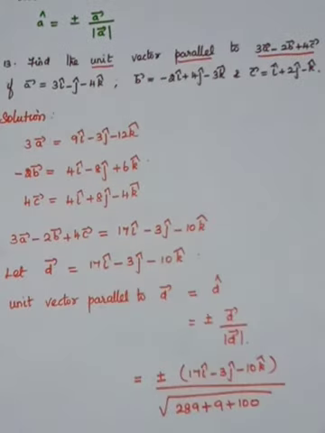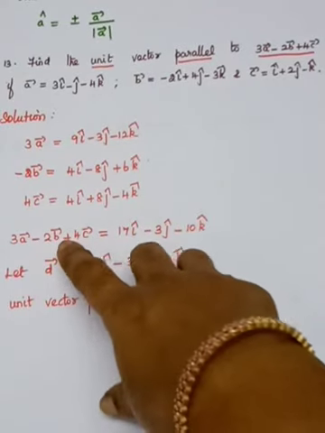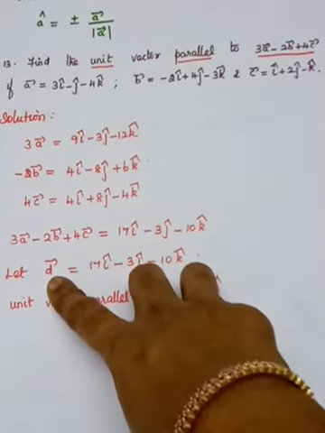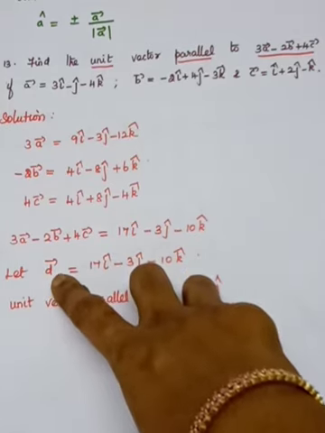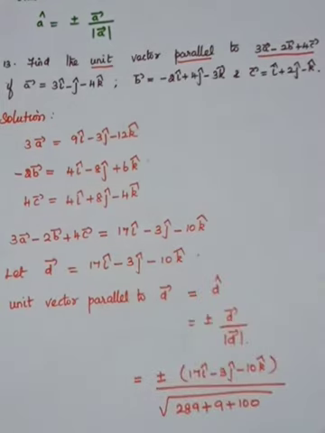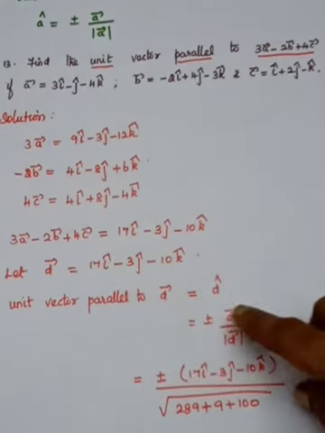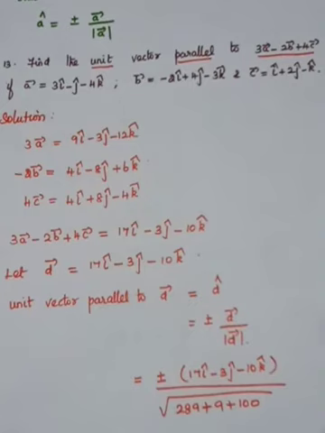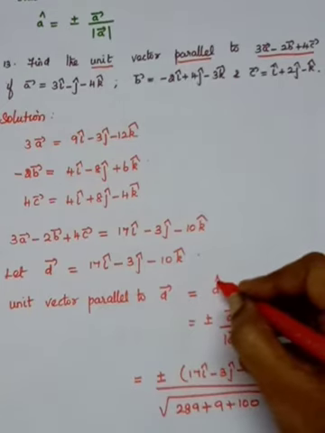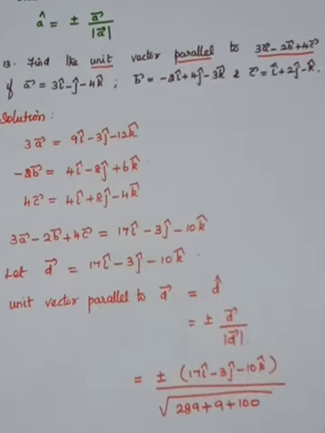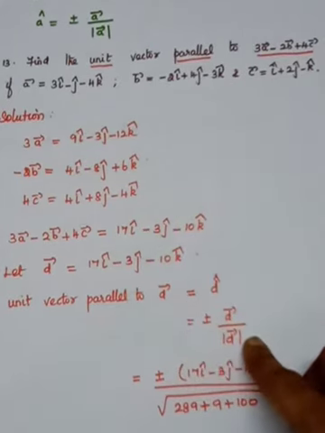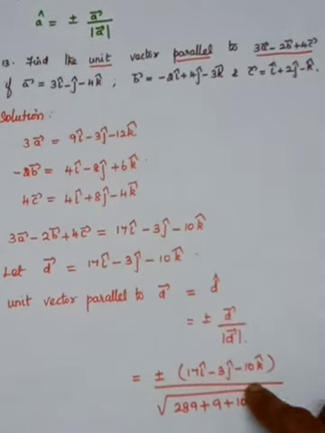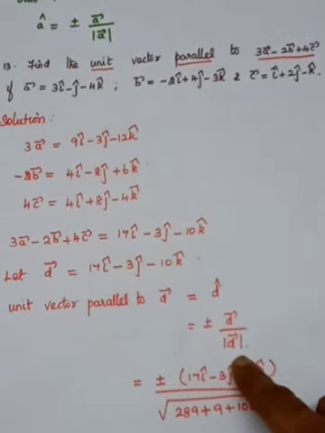What is asked? The unit vector parallel to this. So I named this as D vector. Now we have to find the unit vector parallel to D vector. That is denoted by D cap. So the formula is plus or minus D vector by modulus of D vector. So the D vector is divided by its modulus, that is, its magnitude.